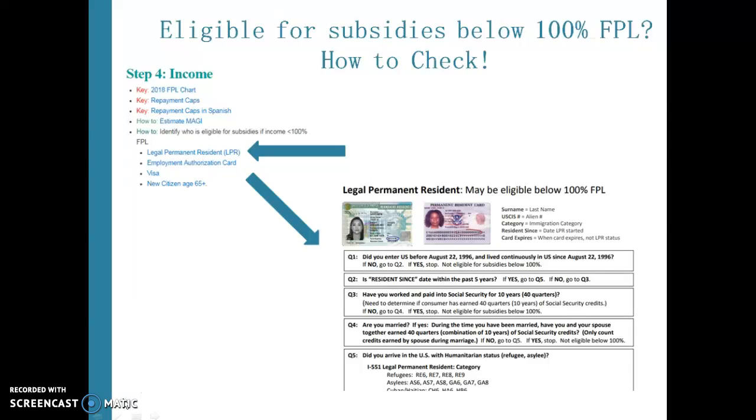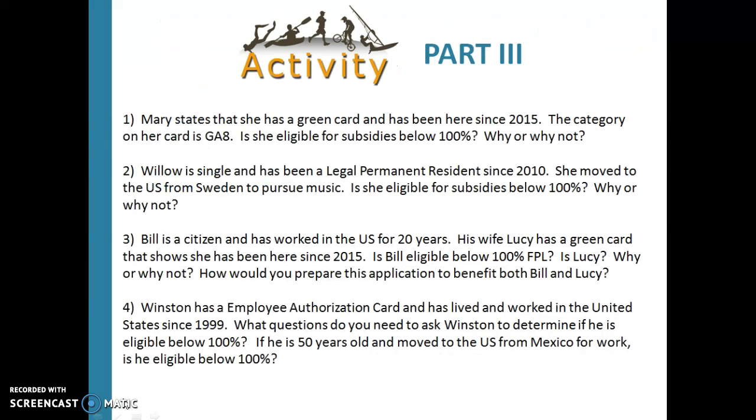Now again, if you've worked out their income information and they're above 100%, you don't need to worry about this step. It's for consumers who look like they will be below 100%, who you believe might still be eligible for subsidies. So we're going to take a look at that first question.